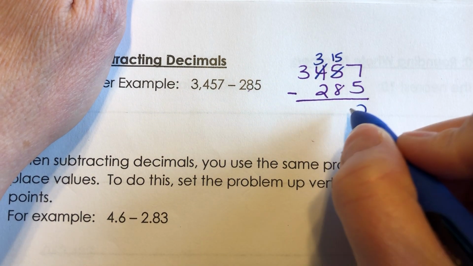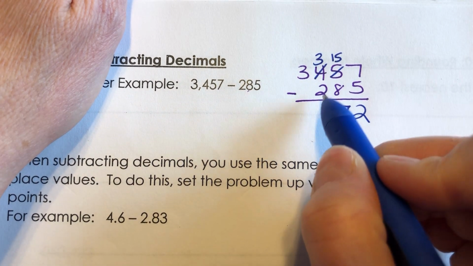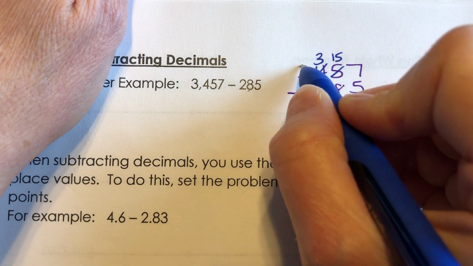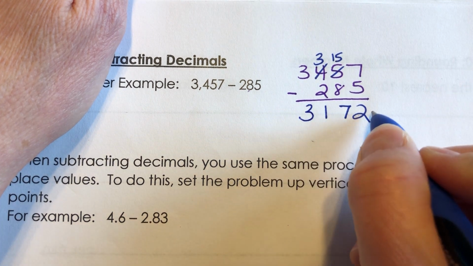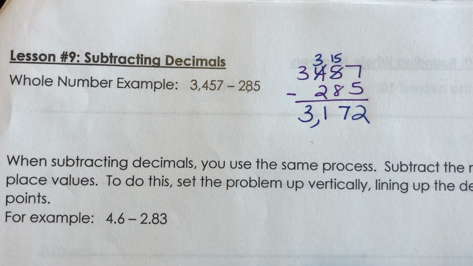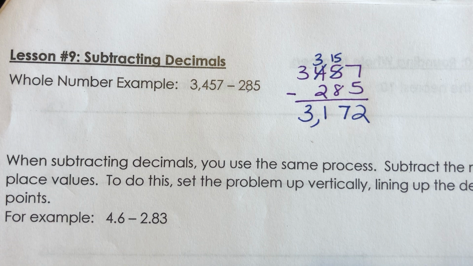And now instead of 5, I have 15. 15 minus 8 is 7. I can do 3 minus 2, that is 1. And 3 minus a big empty space is the same as 3 minus 0, which is 3. And I, of course, put in my comma, so that would be 3,172.